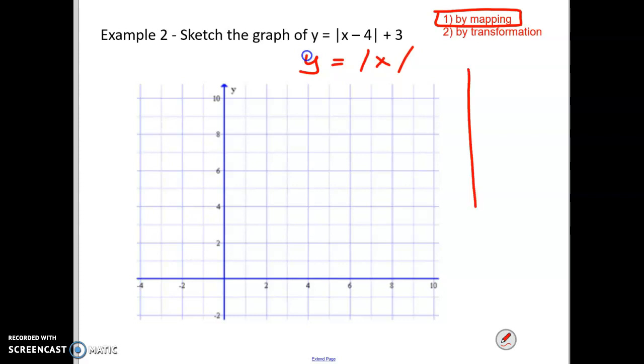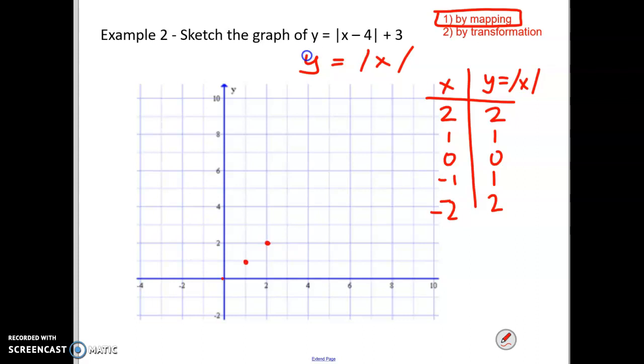When we make a table of values, again I'm going to plug in my x's: 2, 1, 0, negative 1 and negative 2. Then my y values are the absolute value of x: 2, 1, 0, but then positive 1 and positive 2, because negative 1 is just 1 unit away from 0 when you take the absolute value. So when we plot these, the points are (2, 2), (1, 1), (0, 0), (-1, 1), (-2, 2). So you get this kind of V-shape graph.